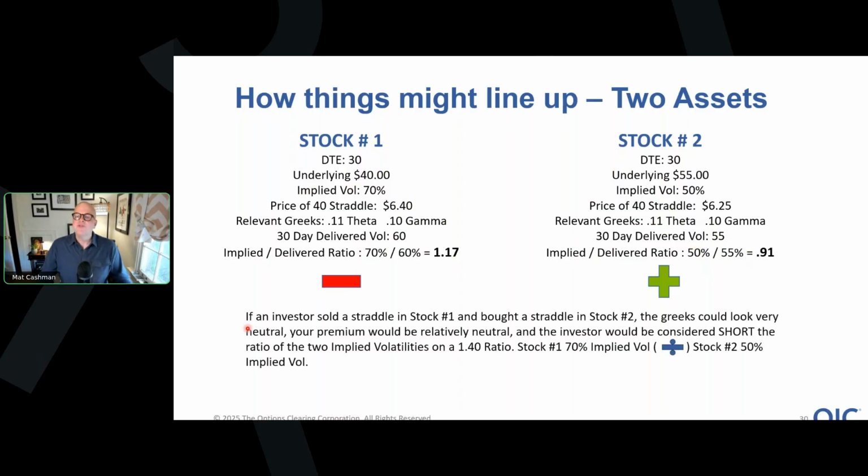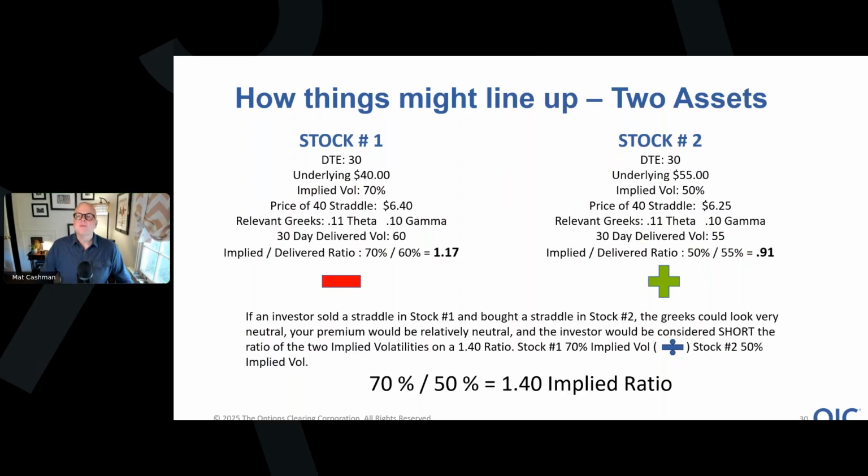In this case, if you sold a straddle in stock 1 and bought the straddle in stock 2, your Greeks, which is the interesting part here, are going to look very neutral. I'm short this one, I'm long this one. Extremely neutral, way more neutral than if you had either just bought the options or just sold the options, obviously. And you would be considered short the ratio of the two implied volatilities on a 1.4 ratio. Stock 1, the one that you sold, is a 70 implied vol, divided by stock 2, which is a 50 implied vol, which gets you to a 1.4 ratio.